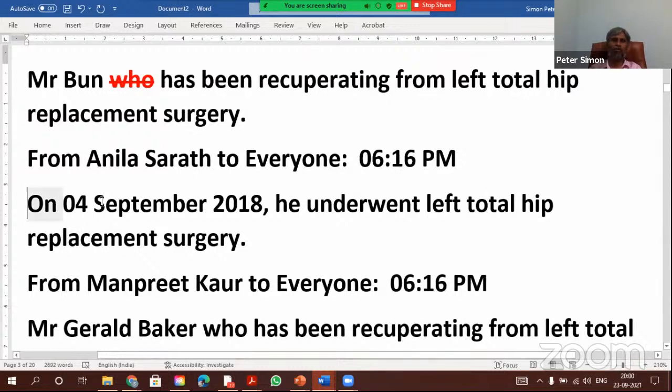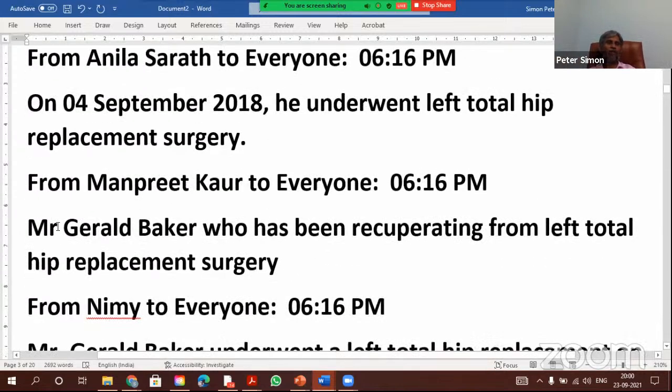On 4 September 2018, this is date. So put a comma. He underwent left total hip replacement. Or you can say here, underwent. Instead of underwent, you can say left total hip replacement surgery was performed. Like that also you can say, passive voice. He underwent left total hip replacement surgery. Very good. Anila, excellent.